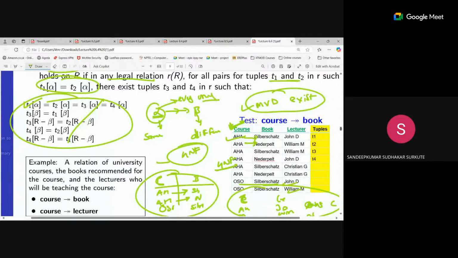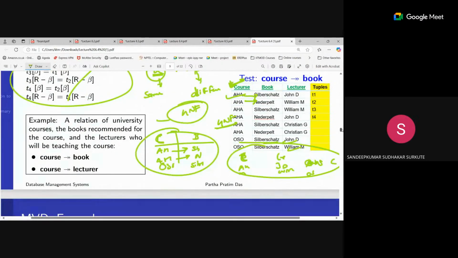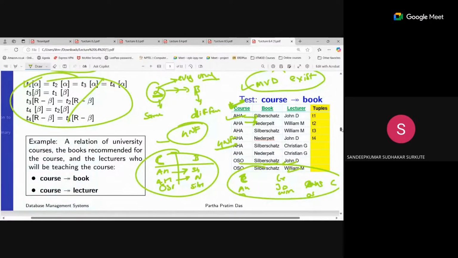From course and book, the original MVD of course multi-determining book has vanished, because now this is in a proper set theory. Unique tuples are there in course book. There was a multi-dependency when along with book there was a lecturer in the original table. Lecturer removed, you just have a relationship between course and book. Not one-to-one, tuples are unique in course book. So now the course book table doesn't have any MVD.